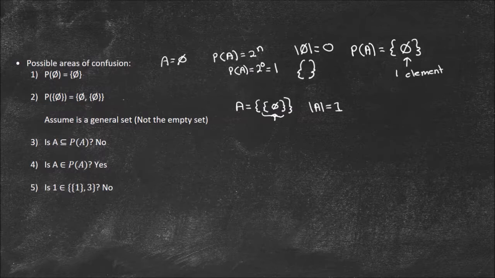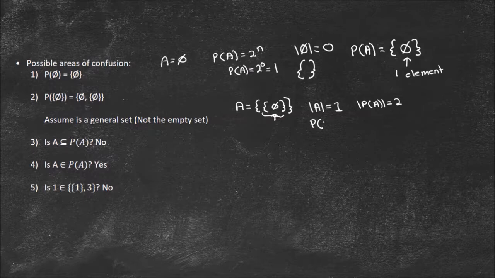The set containing the empty set is an element, even though the empty set is not an element. If I have a set containing the empty set, I do have an element. So I know that the cardinality of the power set of A has to be 2 to the first, which is 2. So I know I have to have 2 elements in my power set. That's how I always start these things off, because it gives me somewhere to go.